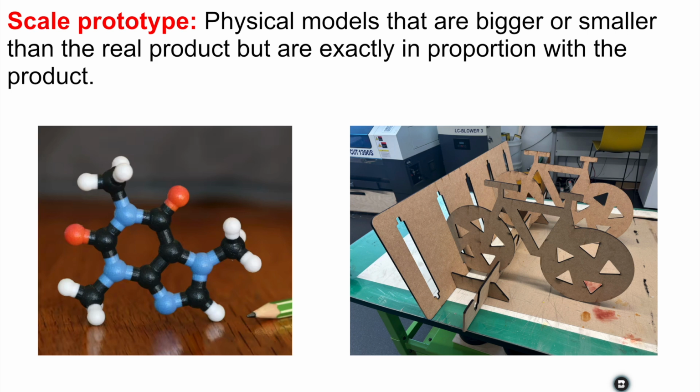A scale prototype is a physical model that is bigger or smaller than the real product, but exactly in proportion with the product itself. For instance, this is a scale prototype of a caffeine molecule. This is a scale prototype of a bike rack. This bike rack is actually 1/3 size of the actual product, and the bikes are 1/3 size to give a sense of how they would work within the actual product. Scale models are important because you can use less materials and you can also test ideas. They're quicker and easier to build than the actual full-size models, especially if it's something very large or very tiny.